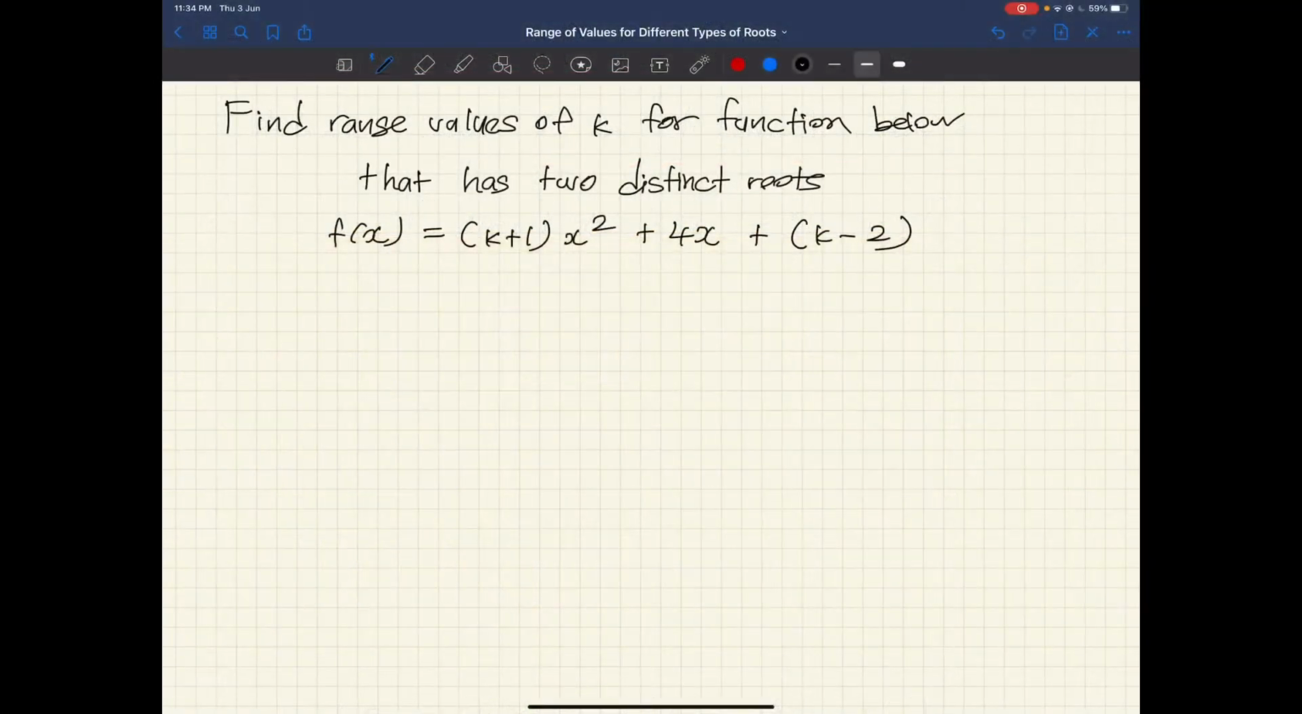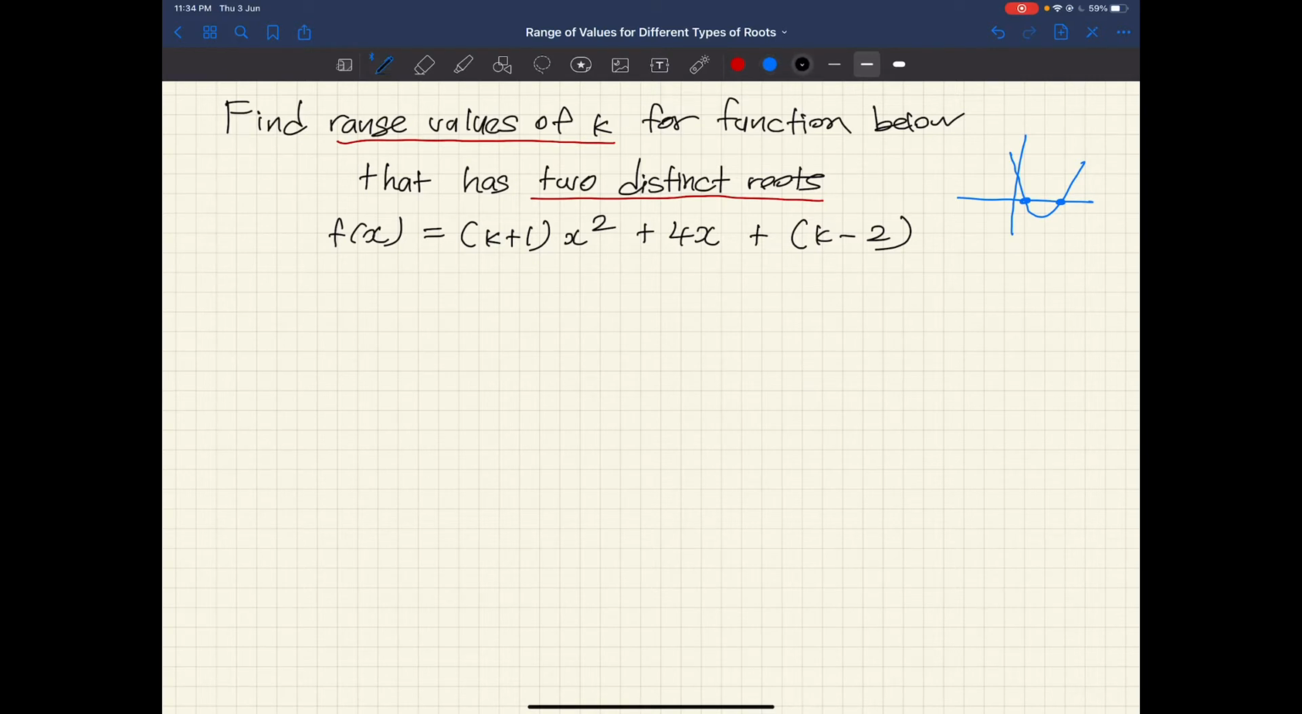There you go, another example here. In this case, we have a question that's essentially asking similar things, which is to find the range of values for k, and the function has two distinct roots. When you say two distinct roots, if you draw a simple sketch, that means the graph of your quadratic function will intersect at two real roots.